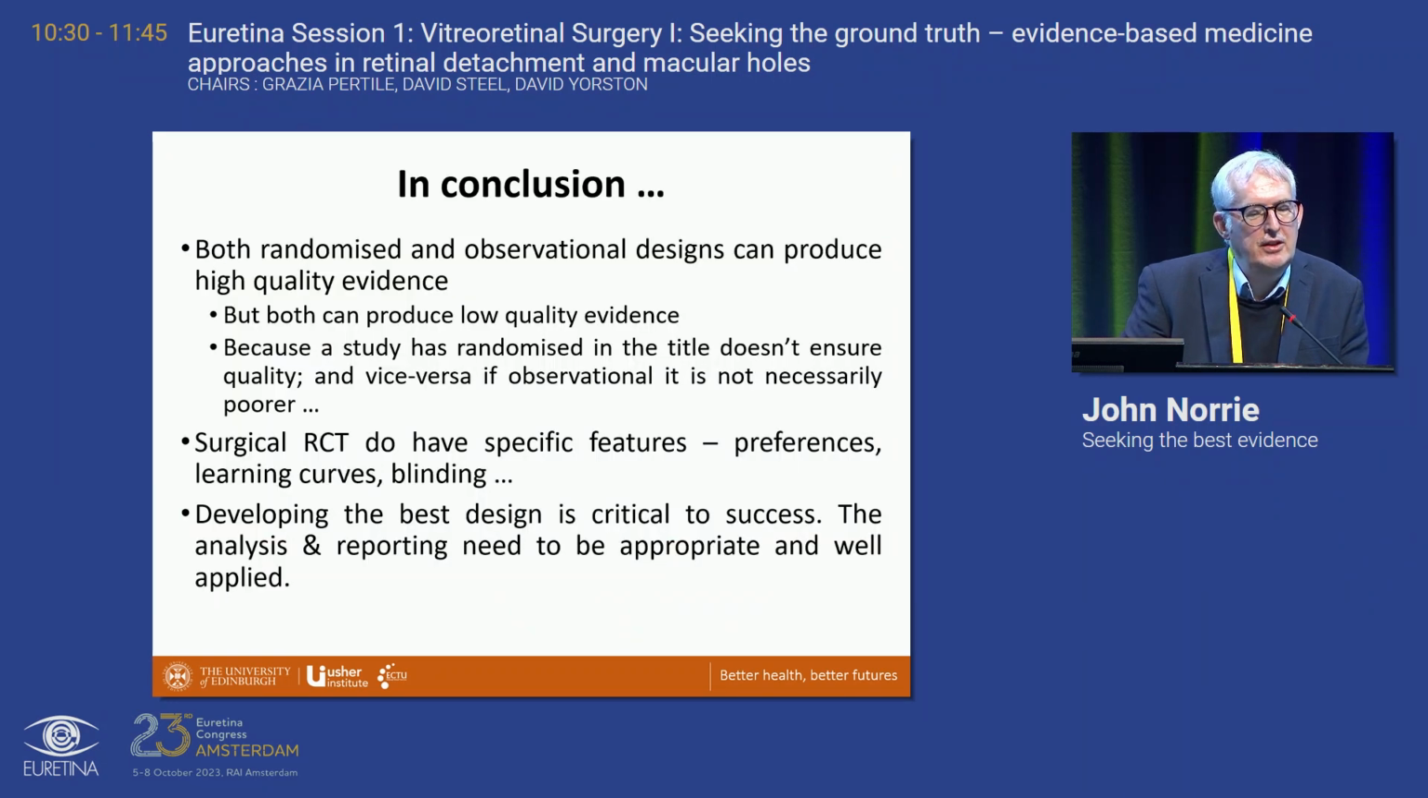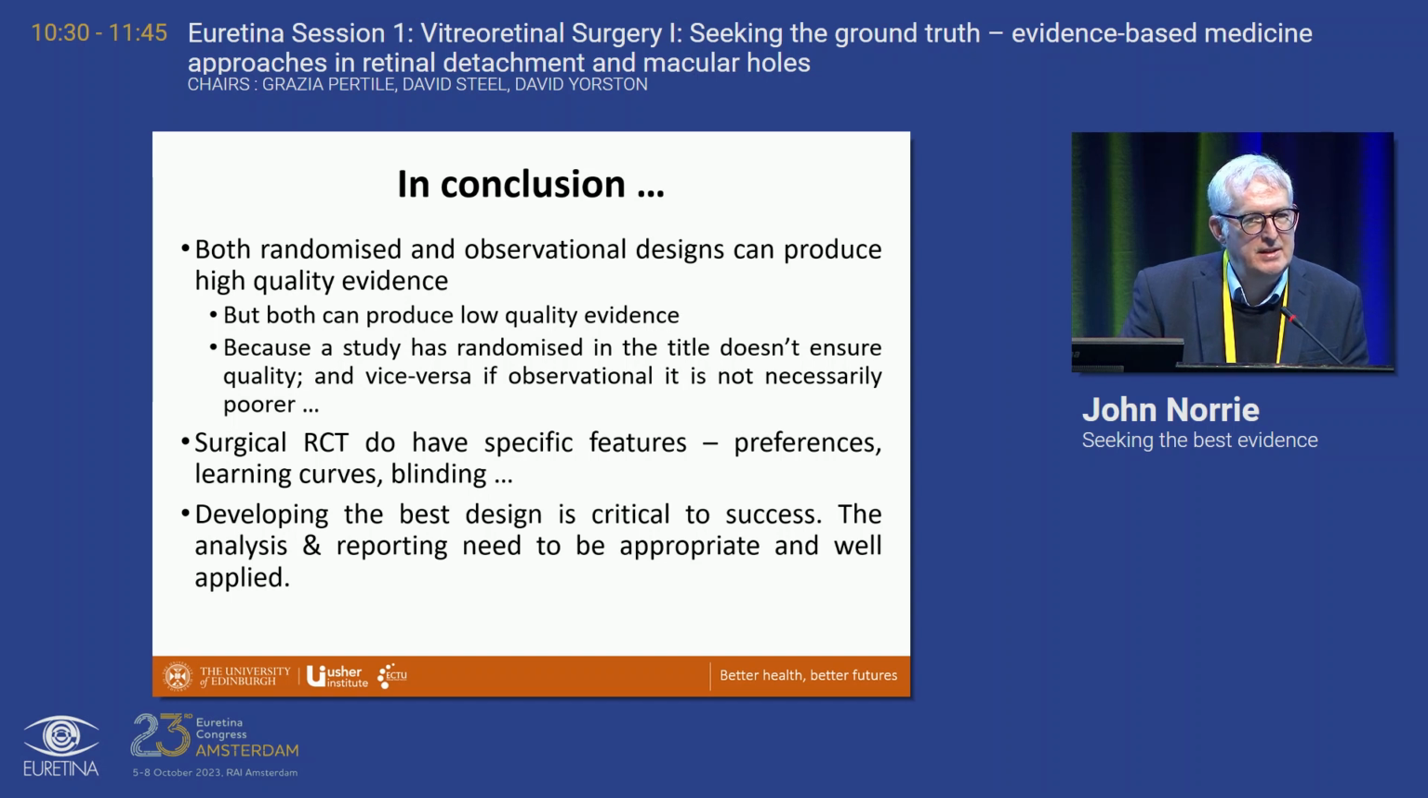And I'll just finish in conclusion to say, critical thing is that both randomized and observational designs can produce high-quality evidence, but both can produce low-quality evidence. There's nothing magical about putting the word randomized into a study design. It doesn't mean that it's going to be better than an observational study. It has to be designed well, and it has to be executed well, analyzed appropriately.